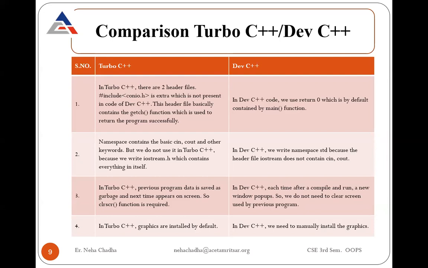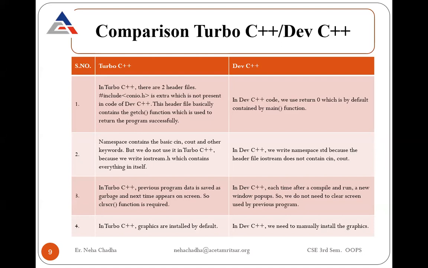The second point is namespace. Namespace contains the basic cin and cout and other keywords, but we do not use it in Turbo C++ because we write iostream.h, which contains everything in itself. In Dev C++, we use namespace std because the header file iostream does not contain cin and cout. Here in Turbo C++, we don't write namespace.